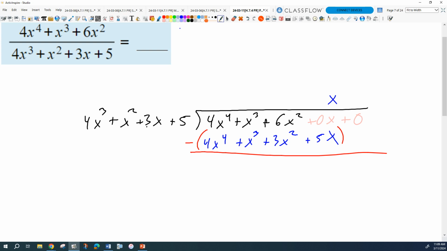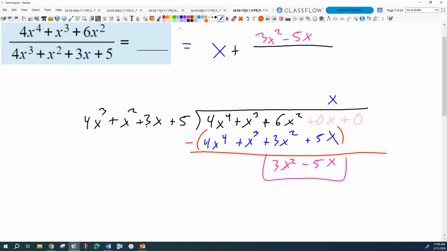6x squared minus 3x squared. 0 minus 5x. And then just 0, right? Which I don't need to write this time because that's my remainder, isn't it? X squared is a smaller power of x than what I have outside, so I know it's the remainder, right? And so my final answer is pretty simple. It just looks like x plus my remainder over my original denominator.